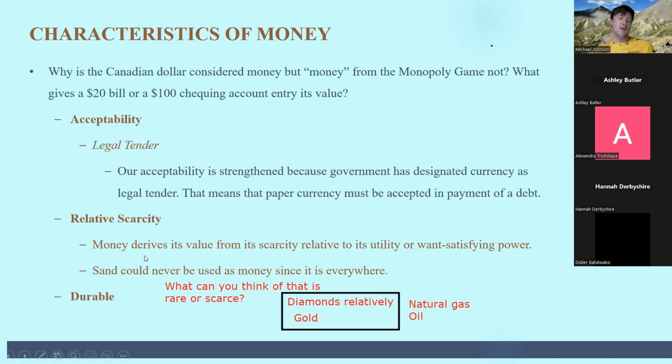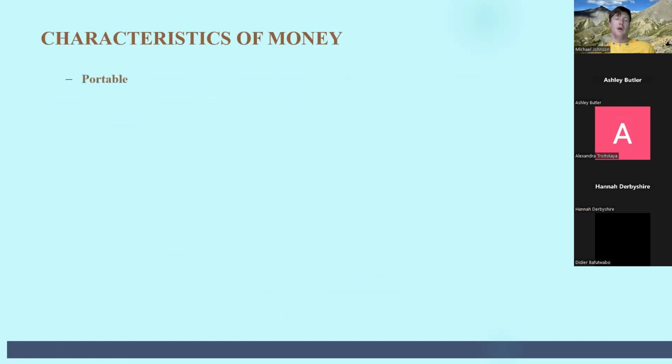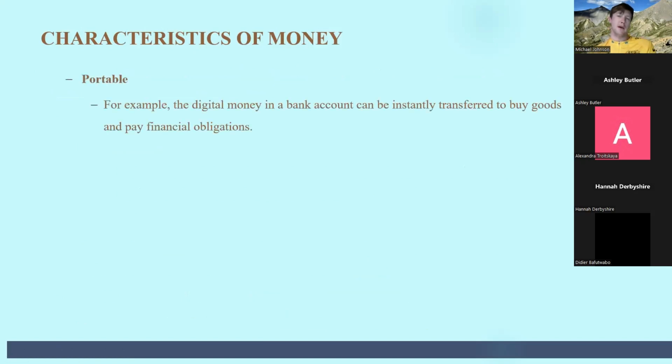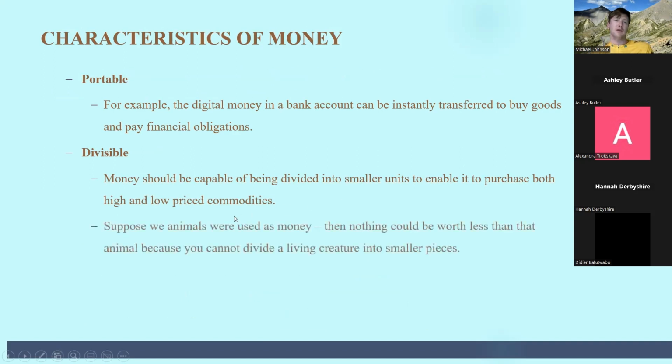So money has to be durable also. To retain its value, perishable items wouldn't serve well as money. So anything that's perishable, vegetables, etc., wouldn't be good for being money. Money is also portable. Digital money in a bank account can be instantly transferred to buy goods and pay financial obligations. That's a good reason. And then divisible. Money should be capable of being divided into smaller units to enable purchase of both high and low price commodities. So if animals were used as money, that would be very difficult because you can't really divide them. That would be a big problem for animals being used as money.